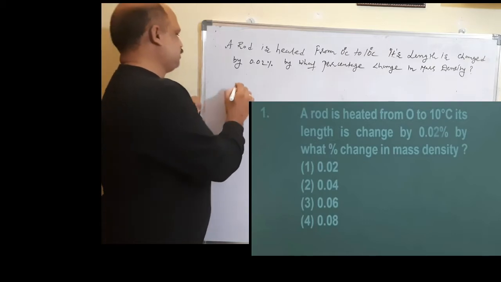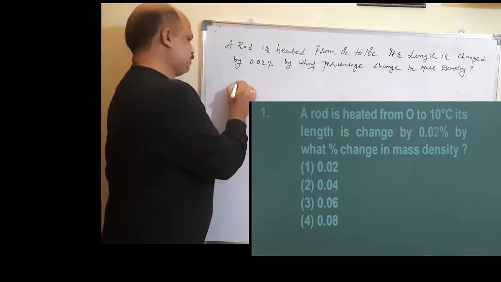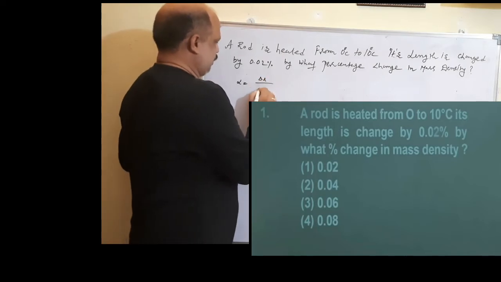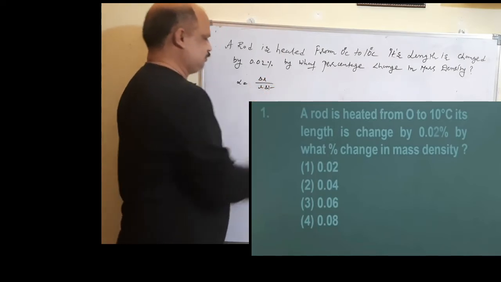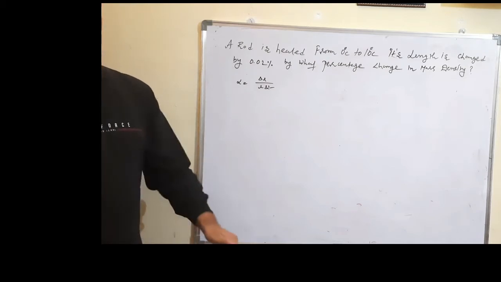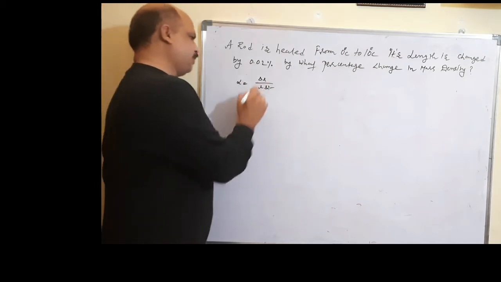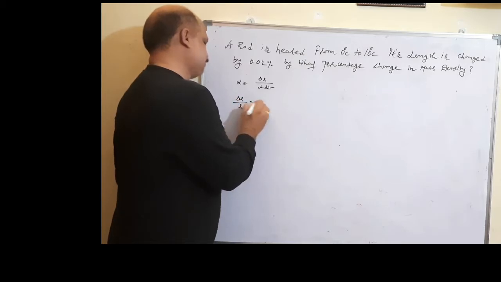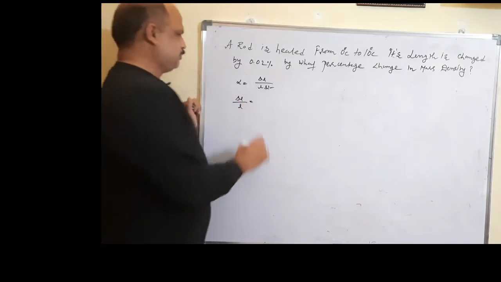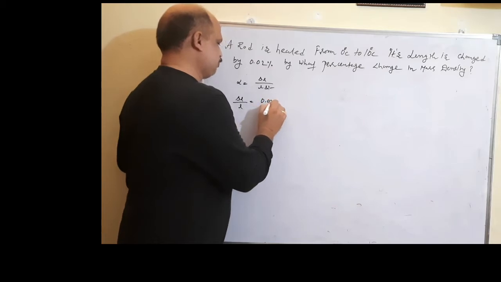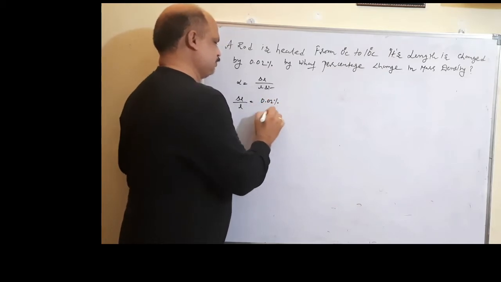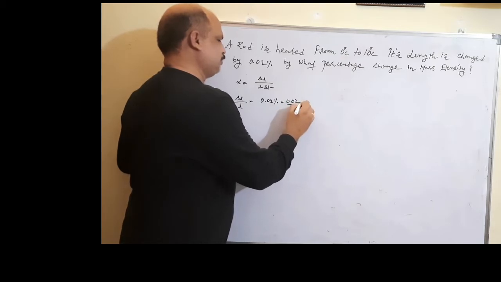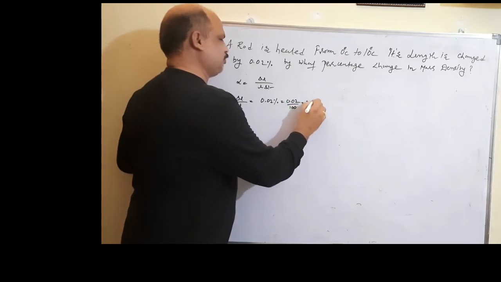So we know that alpha is equal to delta L by L into delta T. Here in this question, what they given, delta L by L is equal to 0.02%. That is equal to 0.02 divided by 100. That is equal to 2 into 10 to the power of minus 4.